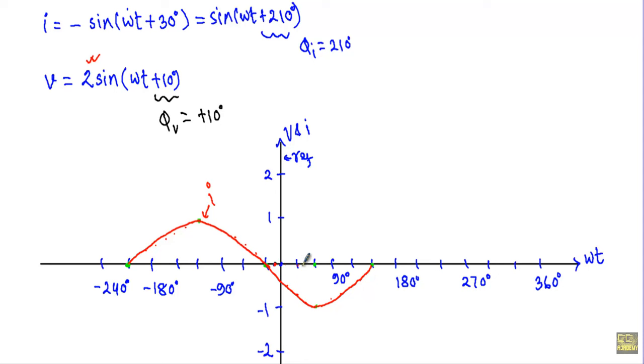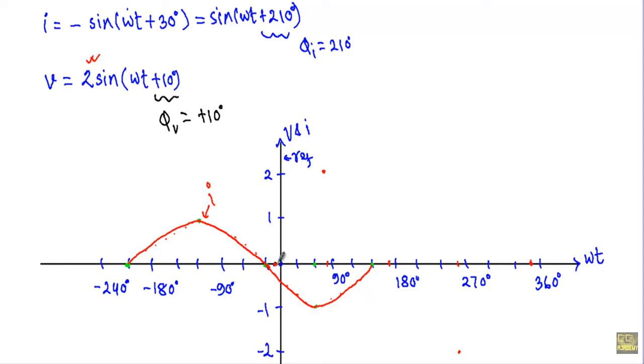0, 10, 40, 70, 90. At this point our alternating voltage will have its positive maximum. At this point our alternating voltage will have its 0 value. From this point to 90 degree I will get negative maximum. Here our alternating voltage will have its negative maximum. From this point to another 90 degree our alternating voltage will have its 0 value.